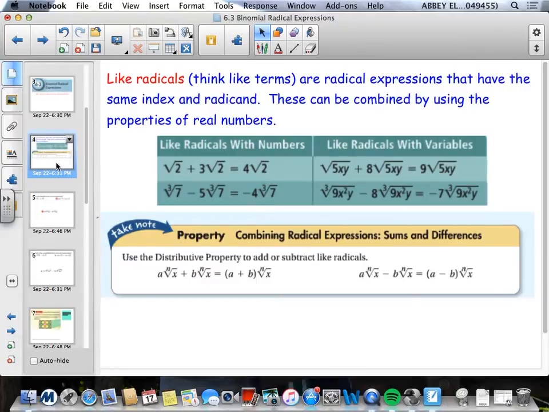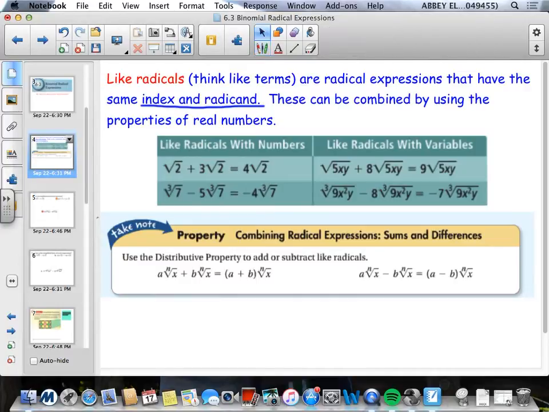So when it comes to adding and subtracting radicals, it's very similar to what we talked about with multiplying, except we have to take it a step further. When we add or subtract radicals, they have to not only have the same index, but they also have to have the exact same radicand. Okay? So big keys here are index and radicand. These can be combined simply by using the properties of real numbers.